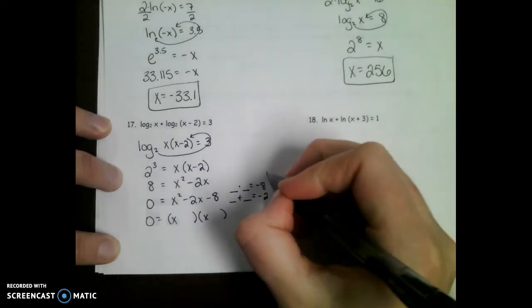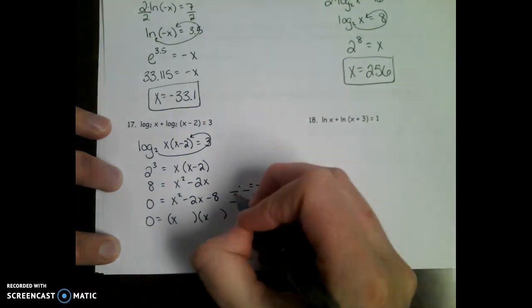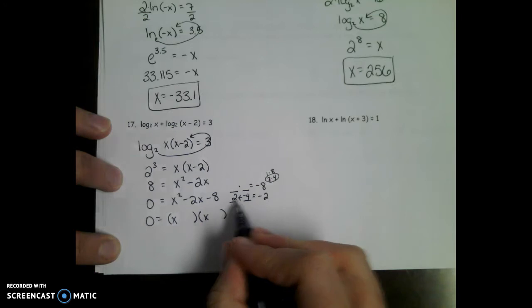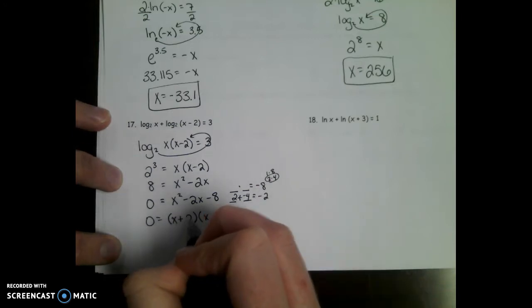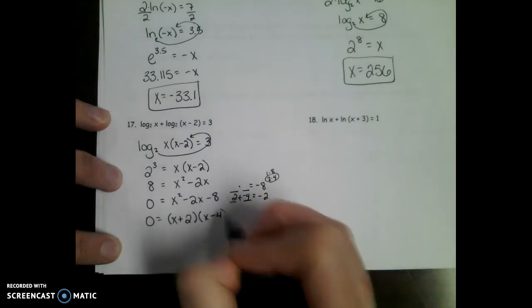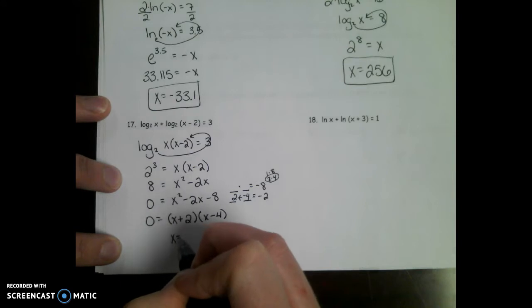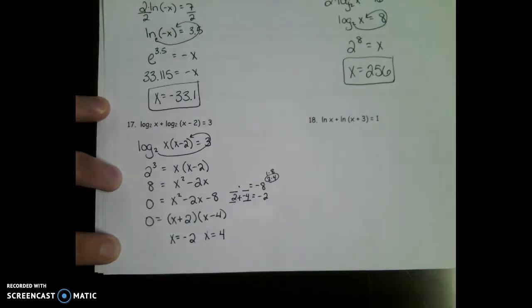You can do 1 times 8. You can do 2 times 4. If I used 2 and -4, those would add up to -2. 2 times -4 would multiply to give me -8. So plus 2 and minus 4. Then solve. Your solutions would be -2 and +4.